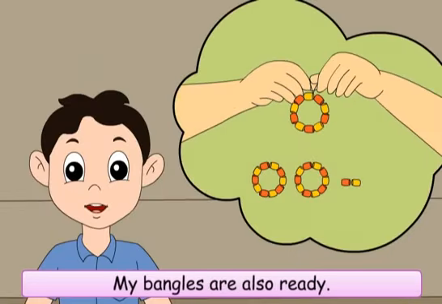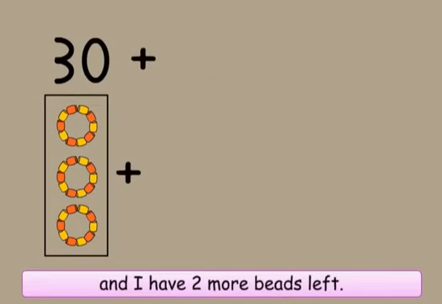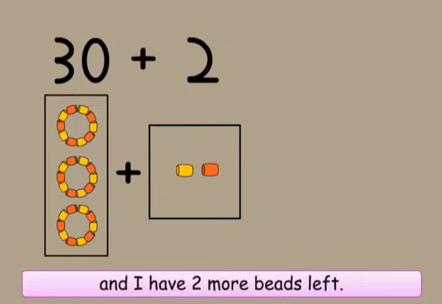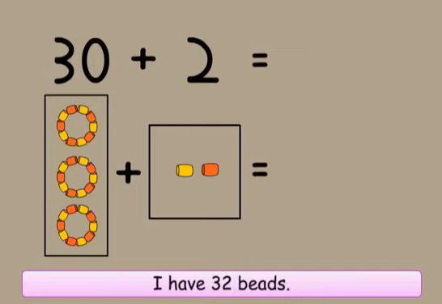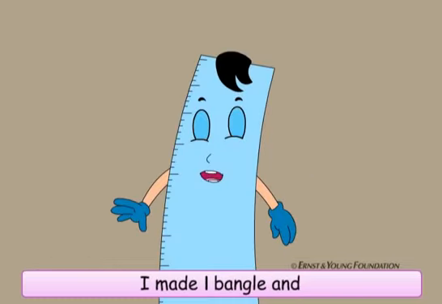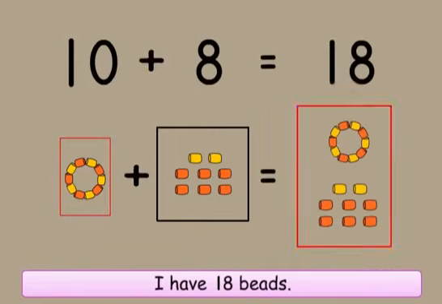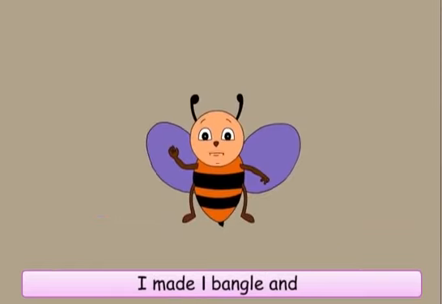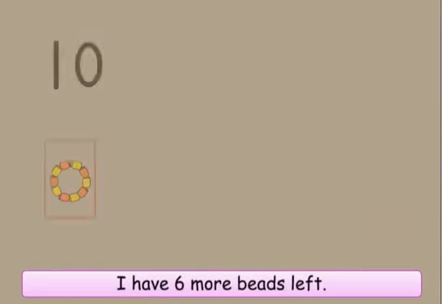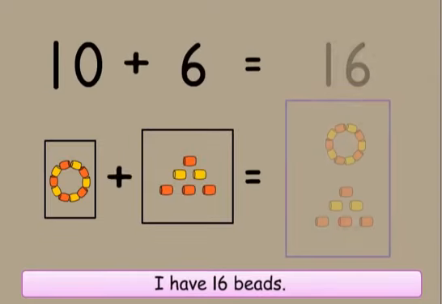My bangles are also ready. I made 3 bangles and I have 2 more beads left. So I have 32 beads. I made 1 bangle and I have 8 more beads left. So, I have 18 beads. I made 1 bangle and I have 6 more beads left. So I have 16 beads.